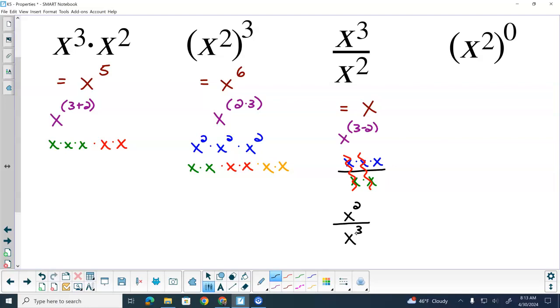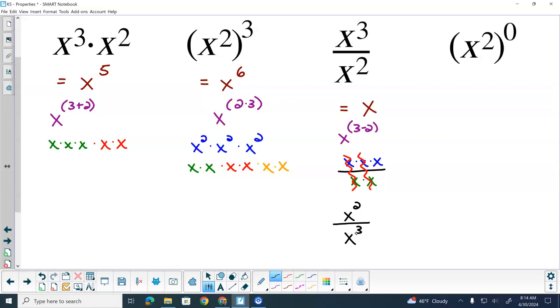What other thoughts do we have? When in doubt, what can we always do? We can look back. Well, we haven't really seen one like this before, so we can't really look back. So when in doubt, we can always, been saying it all week long. When in doubt, write it out. Okay? When in doubt, write it out.